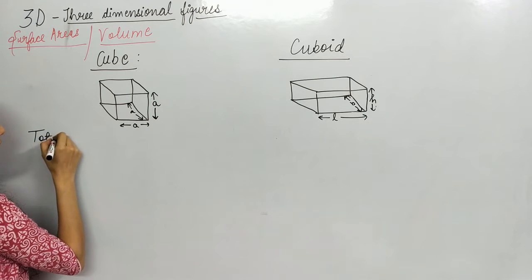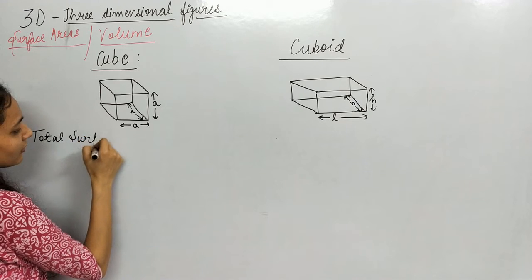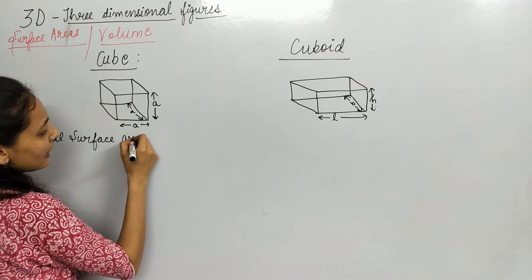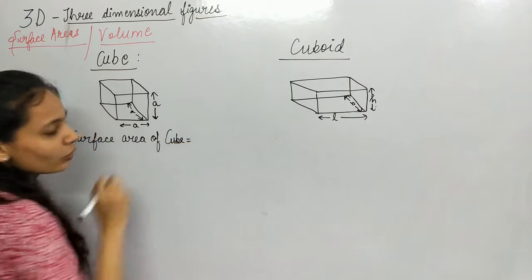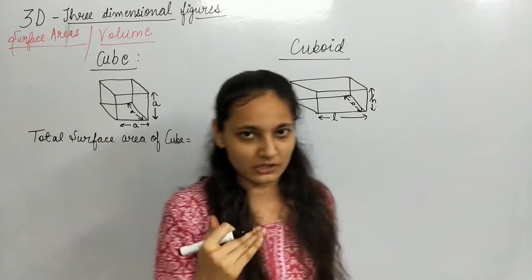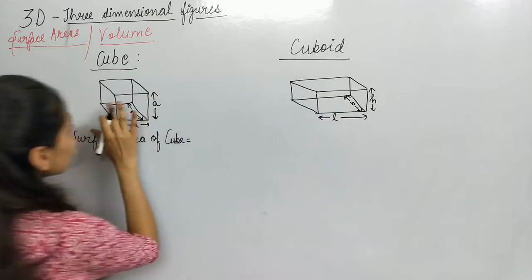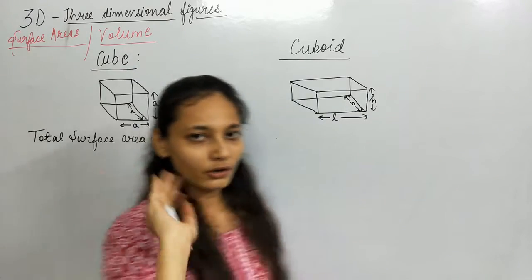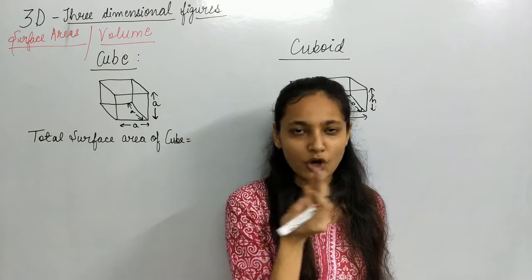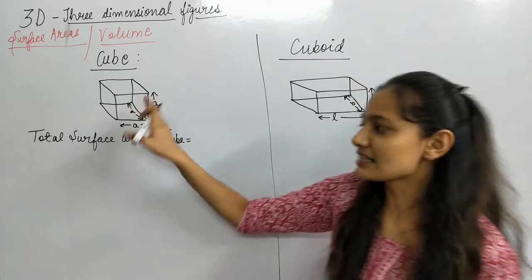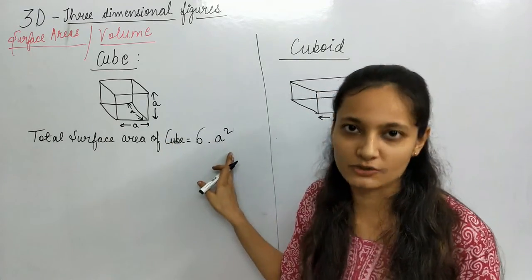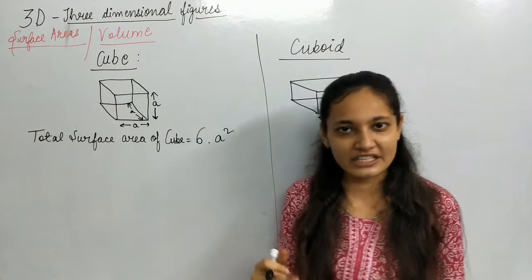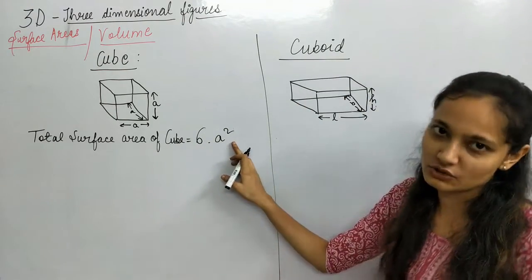total surface area of cube. Total surface area means all the 6 faces of the cube. This cube has 6 faces, 4 at the 4 sides, 1 at the top and 1 at the bottom. It has 6 faces, so 6 into a square, that is the area of a square face. 6 faces have the same area, that is 6a squared.